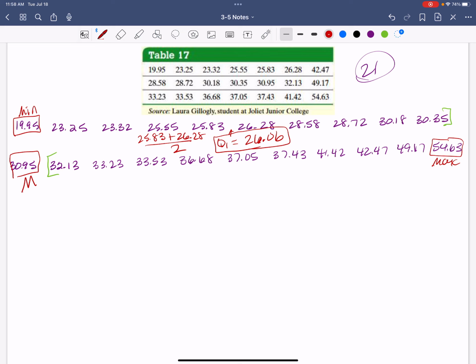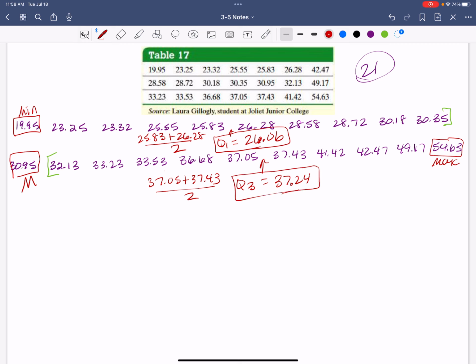Okay. Now let's do quartile 3. 1, 2, 3, 4, 5 again. So quartile 3 is halfway between here. 1, 2, 3, 4, 5. Yep. So here I have quartile 3, and we're going to do that same thing: 37.05 plus 37.43 divided by 2. And what'd you get? Do that in your calculator. 37.24. That's what I have.